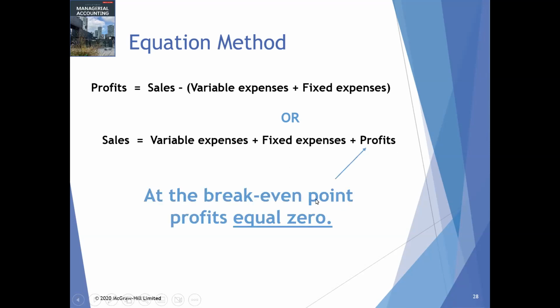So at the break-even point, the profit equals 0. When the profit is 0, this is the break-even point. It means the sale of 80 is equal to the cost of 80, the total cost. So total cost is equal to sale. There is no profit at all. That is known as the break-even point.